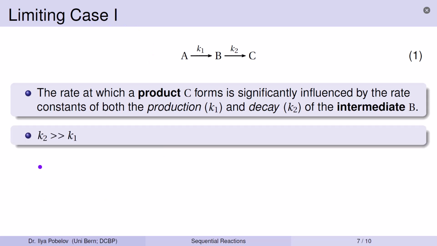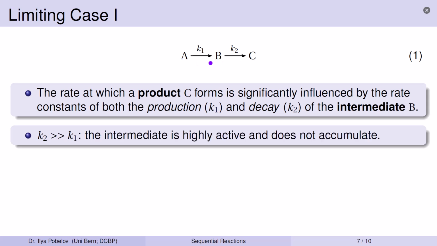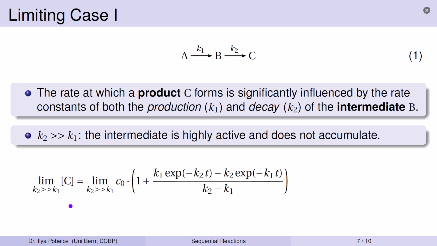The first scenario occurs when the rate constant for the decay of the intermediate, K2, is substantially higher than the rate constant for its production, K1. This is typical for cases where the intermediate is highly active and does not accumulate significantly. Mathematically, we can employ this condition to significantly simplify the expression for the concentration of the product C.